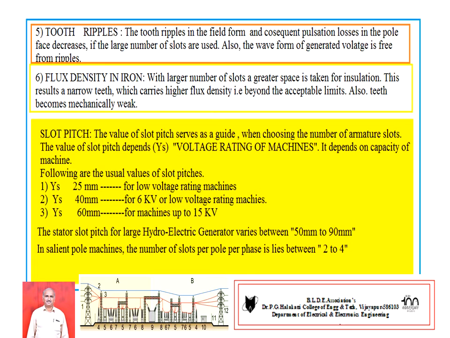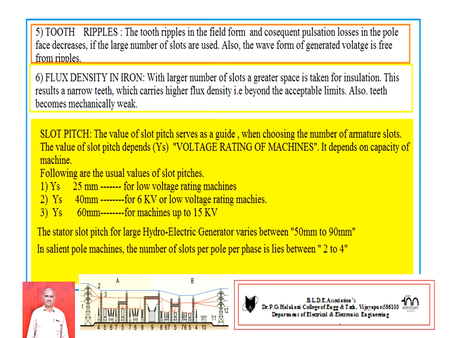So, next, slot pitch is also one of the important factors. The value of slot pitch decides the armature slots. This also affects the choice of armature slots. So this value of slot pitch mainly depends on the voltage rating of the machine and the capacity of the machine. Following are certain examples.